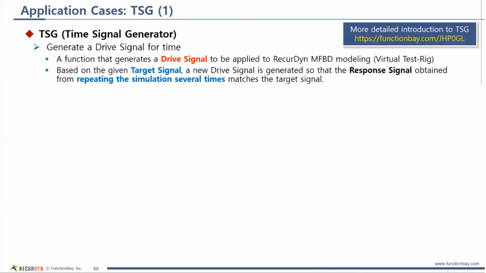All right, so the last example that I'll show is this TSG, so a time signal generator. So this is a specialized toolkit as well, and effectively what it lets you do is take test data that you have. So if you have some test table and you're measuring some output signal, then you essentially reverse engineer the input signal from that output signal.